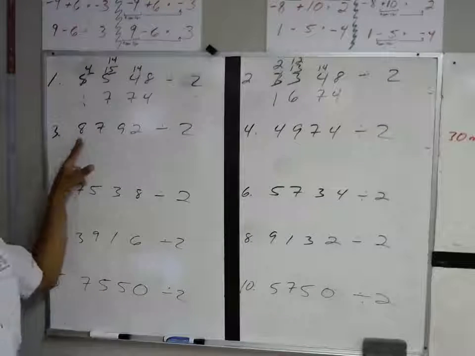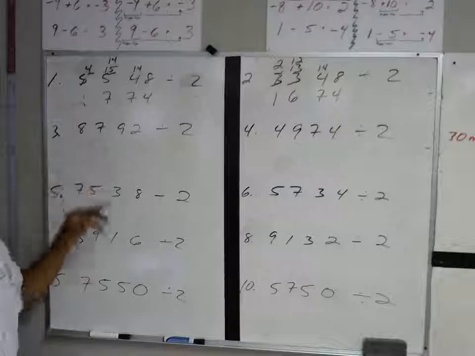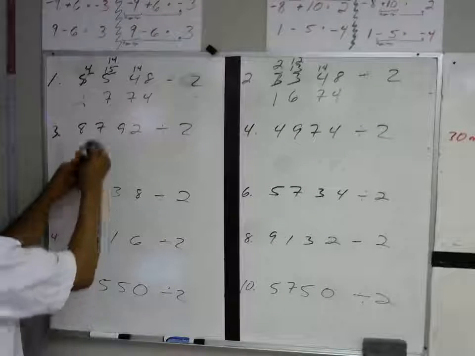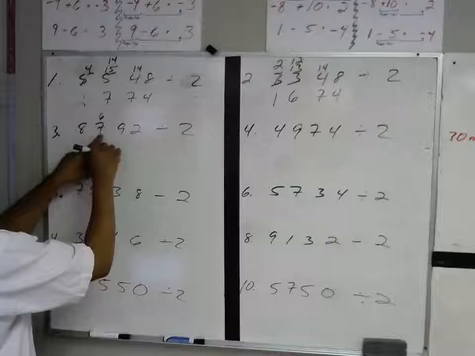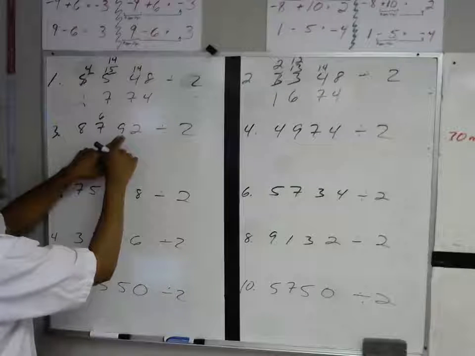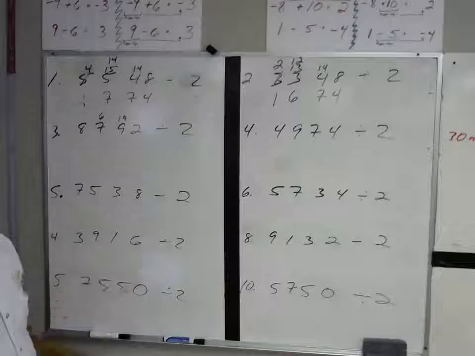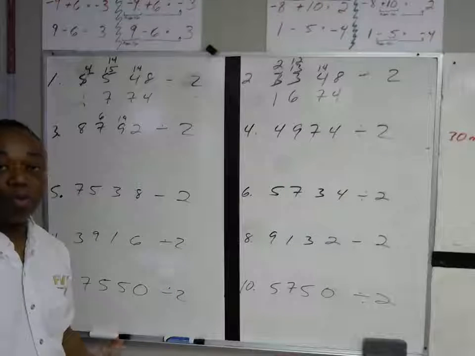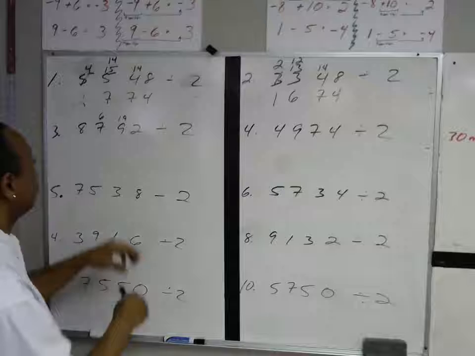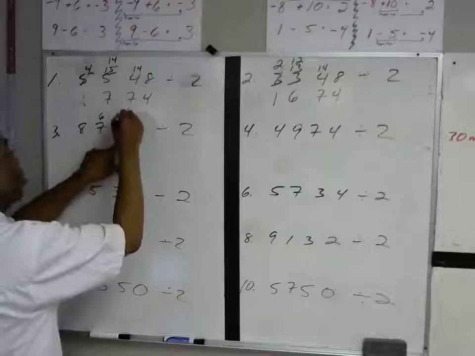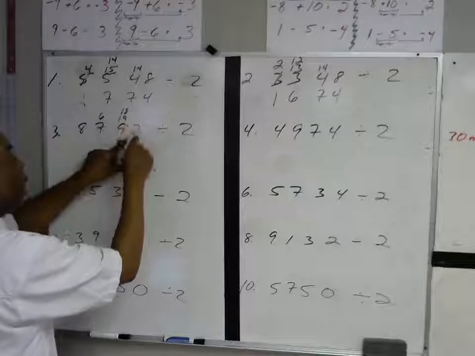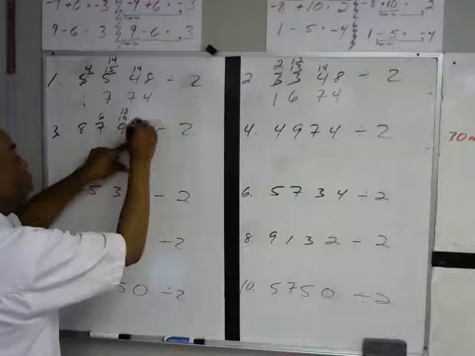8 we can take half of. 7 we cannot, so we're going to borrow from 7. So the 7 becomes a 6. And the 1 gets placed on with the 9 as a 10, so 10 plus 9 makes 19. Okay, we cannot take half of 19. It's an odd number, so we're going to borrow 1 and make that 18. And the 1 borrowed becomes a 10 over here, and this is now a 12.